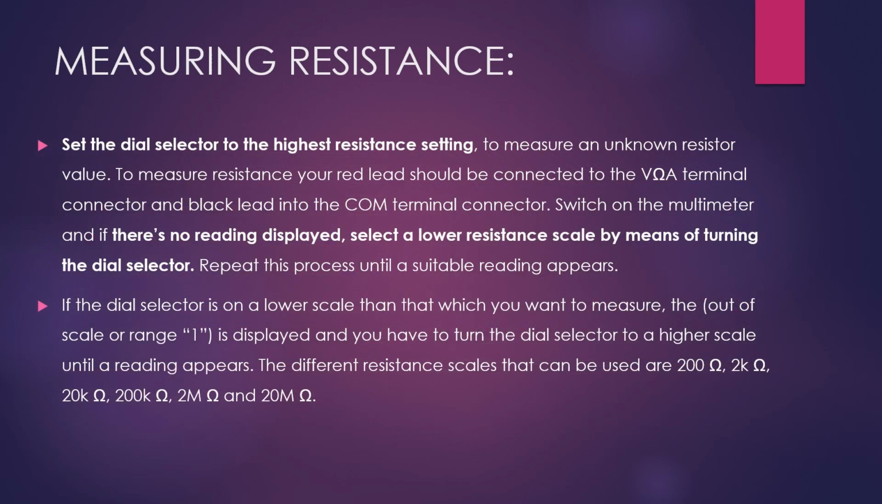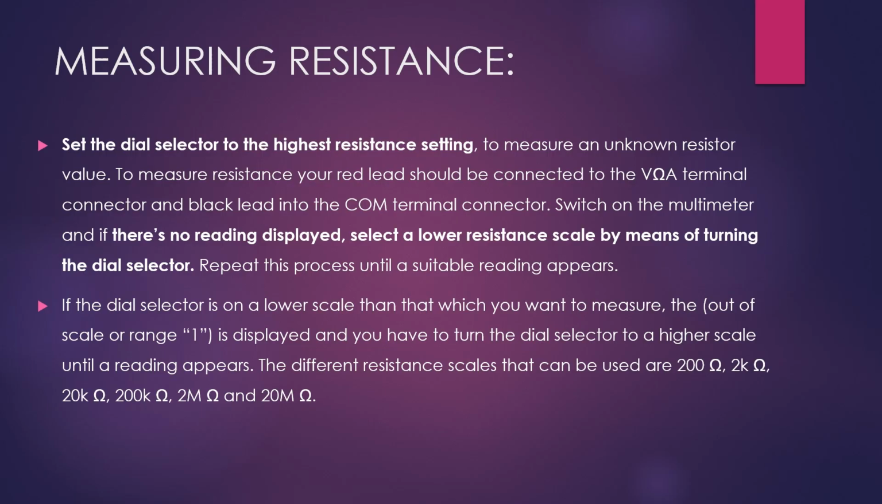Let's talk about measuring the resistance. Whenever you are measuring a resistance, there are a few steps that you have to follow, and you have to make sure that you follow those steps correctly. The first thing you do is select the highest scale on your multimeter, meaning that you set your dial selector to the highest resistance scale. The reason for this is whenever you are measuring an unknown value on a multimeter, whether it be current, resistance, or whatever, always make sure that you select the highest scale to protect the multimeter.